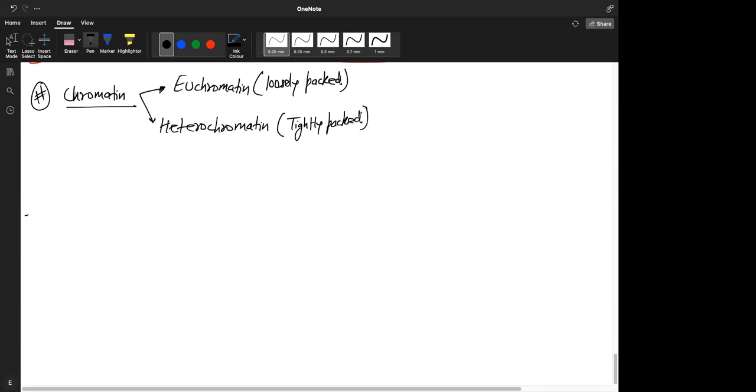So this packaging defines that if it is loosely packed, then the DNA segment, which is euchromatin, will be easier to access by the proteins. So the proteins that are accessing the DNA for transcription to make RNA out of it, which will eventually help in making proteins in the cell. So that part of the DNA is accessible by the proteins. Yes or no?